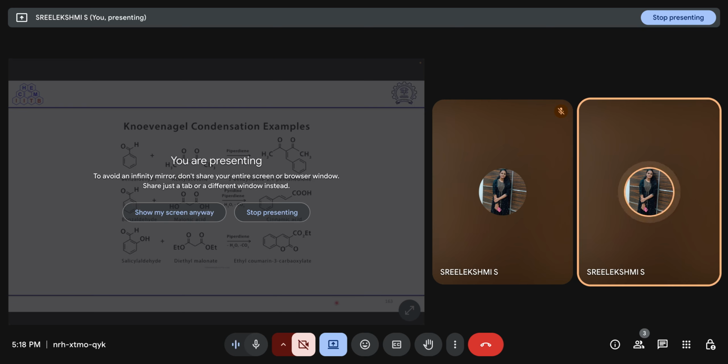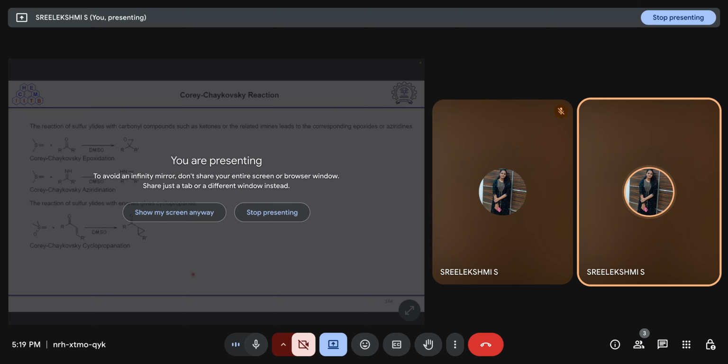So these are some of the examples for this Knoevenagel condensation. So this is benzaldehyde with acetylacetone. We will be getting this 3-benzylidene-2,4-pentanedione. And benzaldehyde with malonic acid, we will be getting cinnamic acid. Salicylaldehyde with diethyl malonate, we will be getting ethyl coumarin-3-carboxylate. So these are some of the examples for Knoevenagel condensation.